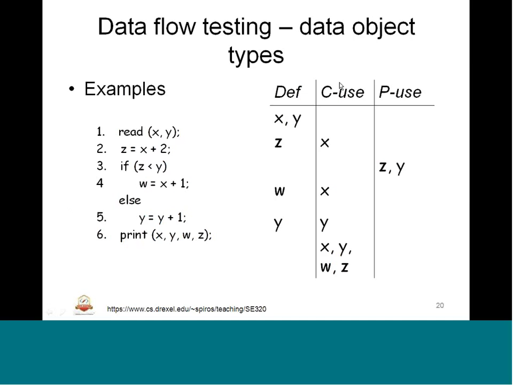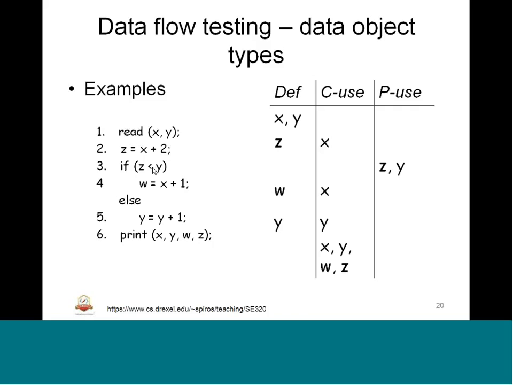C is a computation use because X is used for computation. You can see it on the right hand side. Also we have Z. Also we have Y. We have W, Z, etc., because print is used. Print we have supplied with 4 parameters. That is why it is C use. For P use, we use the predicate directly, where Z is less than Y is used as a predicate for doing some if condition. That's why it is called P use.